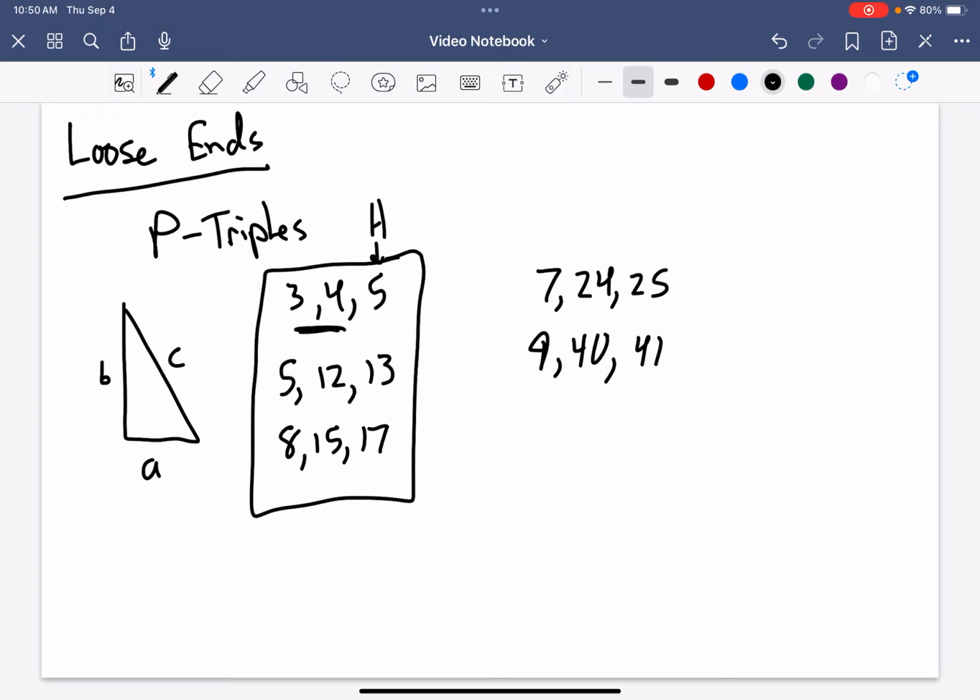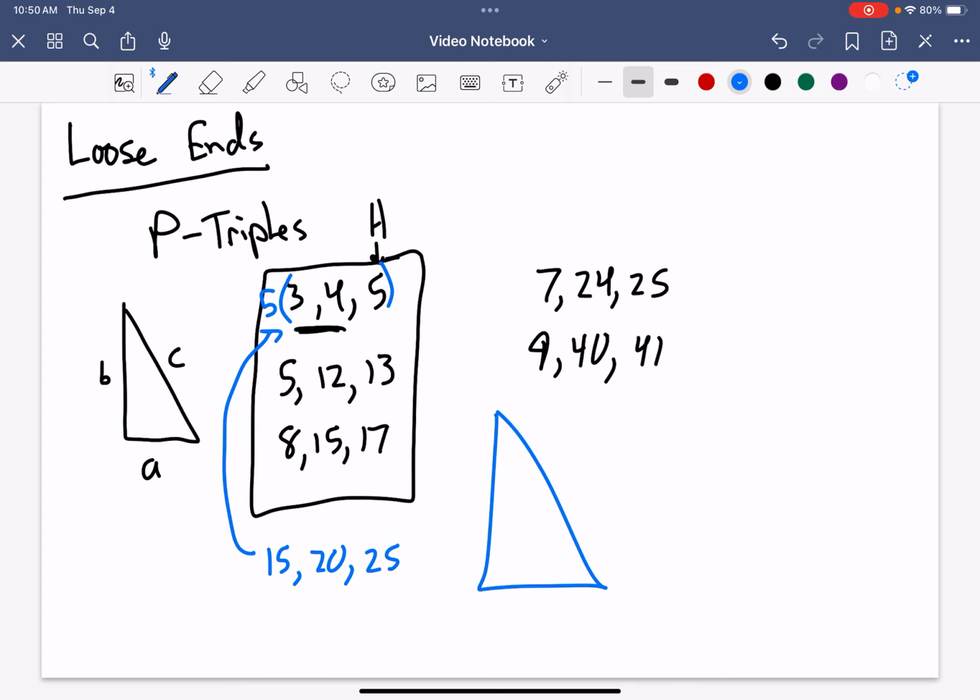And what you can do is if you multiply each of these by the same thing, so let's just say 5, the Pythagorean triple still holds true. So 15, 20, 25. That's still a 3, 4, 5. So if I saw a triangle that was 15 and 20, I might be like, wait a minute, that looks like a 3, 4, 5. I know this is 25 before I even have to crunch any numbers.